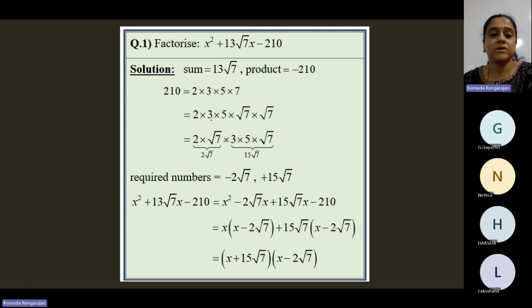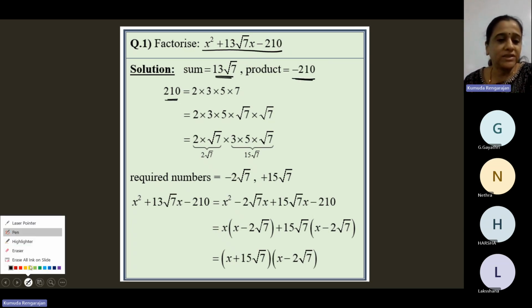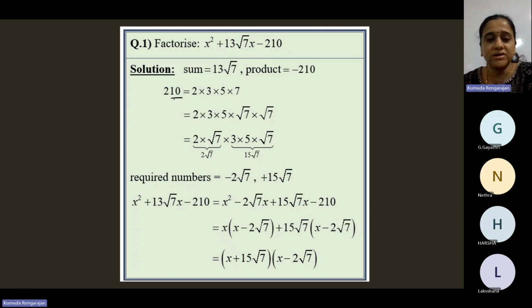I'm explaining now. So 210 can be expressed. Again, this is a quadratic polynomial, so we'll have to factorize by splitting the middle term. The sum is 13 root 7 and the product is minus 210. Find the factors of the product. Express 210 as a product of its factors, like this.